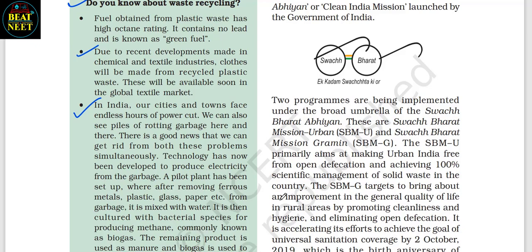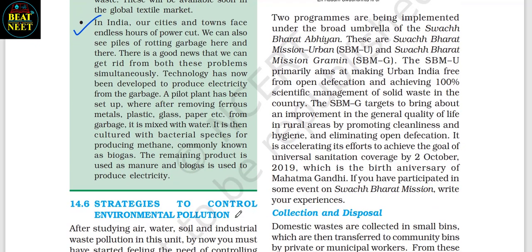In India, our cities and towns face endless hours of power cut. We can also see piles of rotting garbage here and there. There is a good news that we can get rid of both these problems simultaneously. Technology has now been developed to produce electricity from the garbage. A pilot plant has been set up where, after removing ferrous metals, plastic, glass, paper, etc. from garbage, it is mixed with water. It is then cultured with bacterial species for producing methane, commonly known as biogas. The remaining product is used as manure and biogas is used to produce electricity.